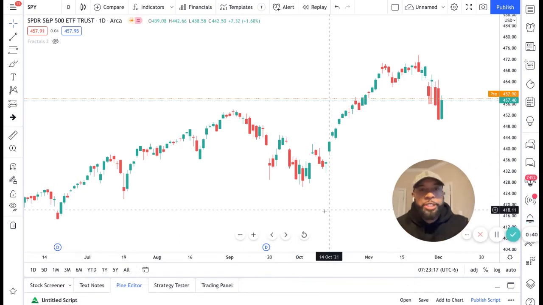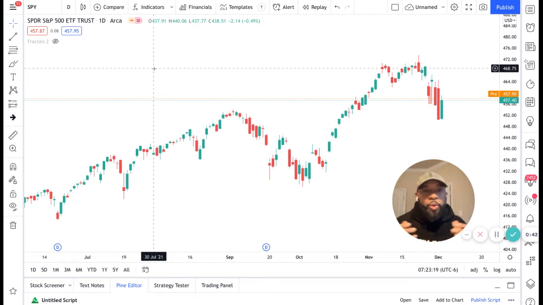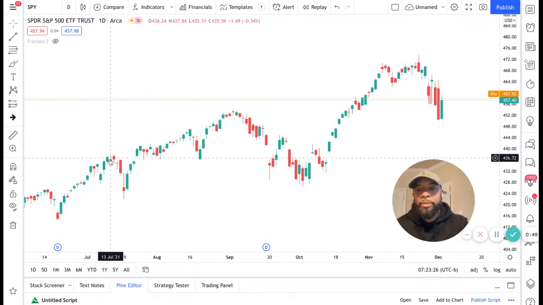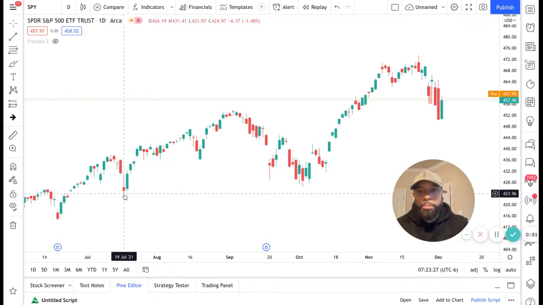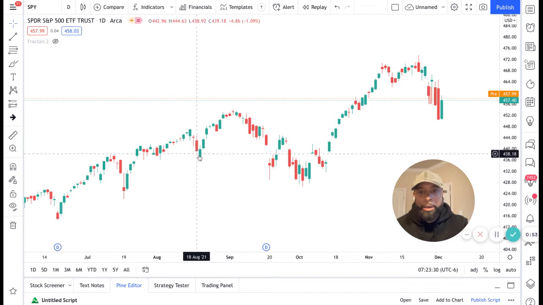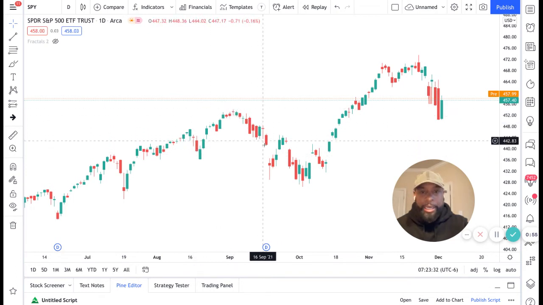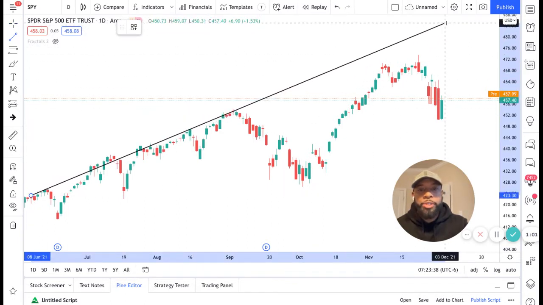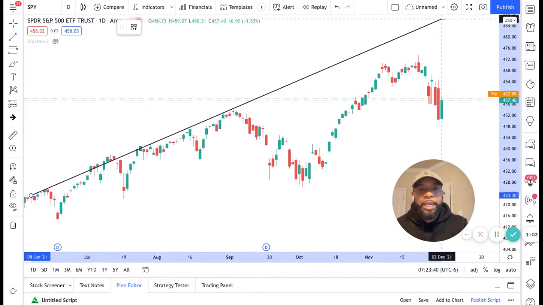First things first, you need to ask yourself: what direction is the market going into? From what I'm seeing, we're having a consistent level of highs followed by lows, followed by highs, followed by lows. So I'm going to use this tool right here, which is called your trend line, and we're just going to draw that across. That gives us a way to gauge where the market could go.